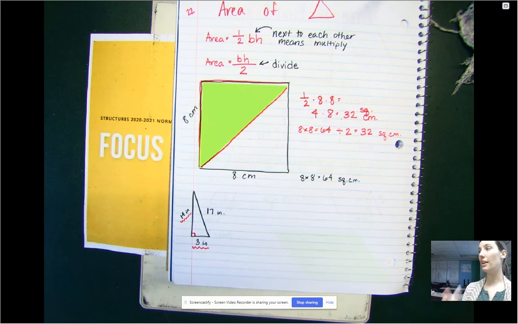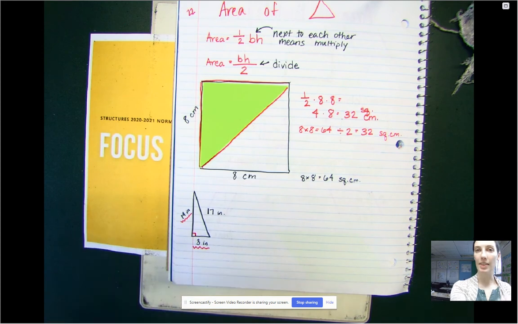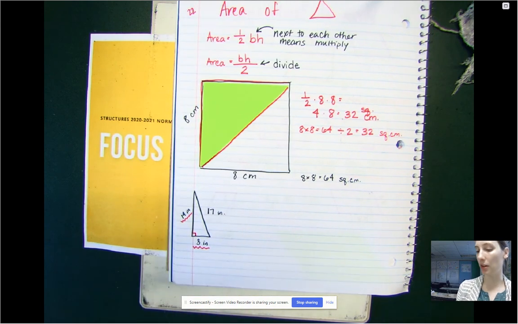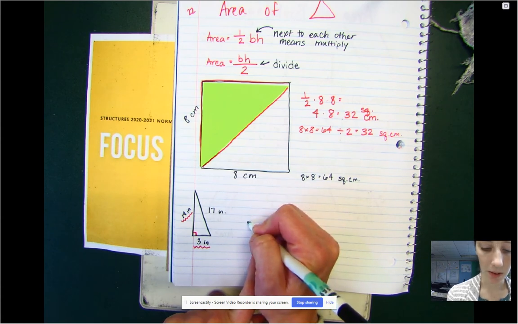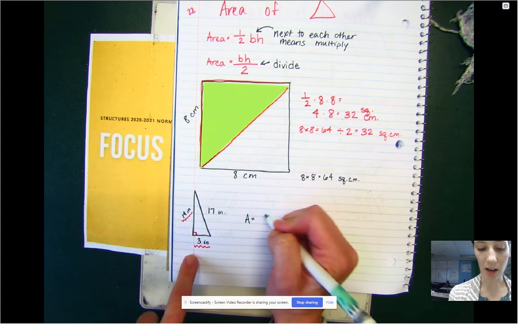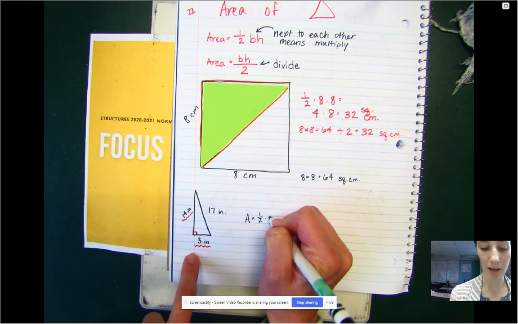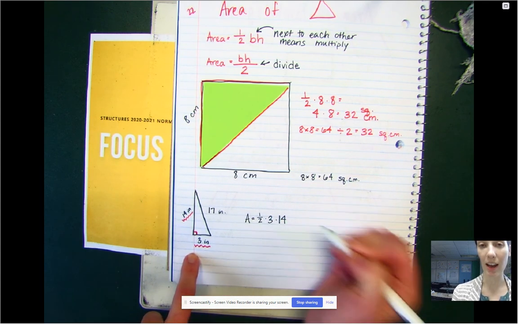So to find the area of that triangle, you do base times height, and then divide it by 2, or you could take 1/2 of one of these numbers and then multiply it by the other one. So you go ahead and take a second, pause the video, and try to solve that. Okay. So in this case, I would say area equals 1/2 times 3 times 14.